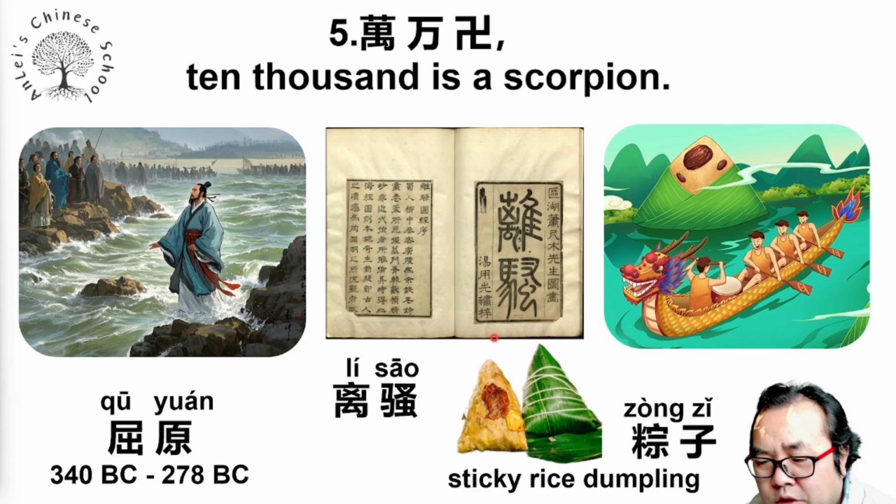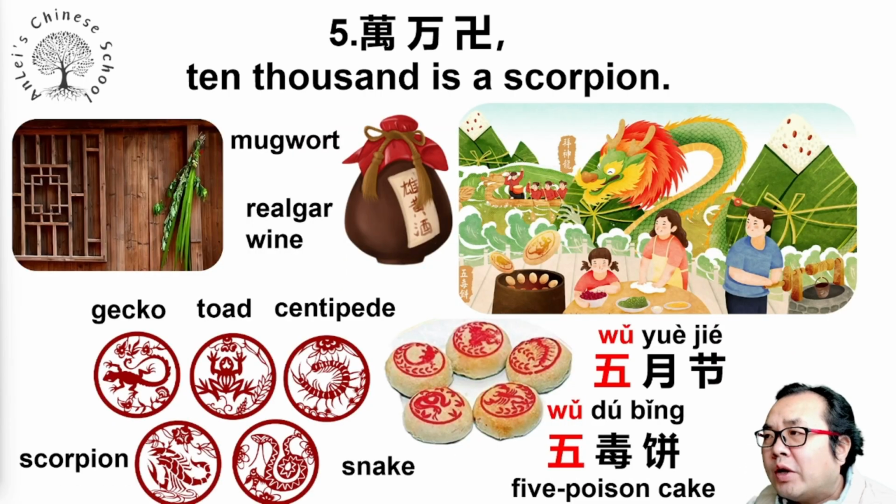Li Sao is a long patriotic lyric poem created by Qu Yuan. The Dragon Boat Festival, we call it 端午节, also known as 五月节, the festival of May. From the perspective of traditional Chinese culture, May of the lunar calendar is an evil month. But day 5 is also an evil day.